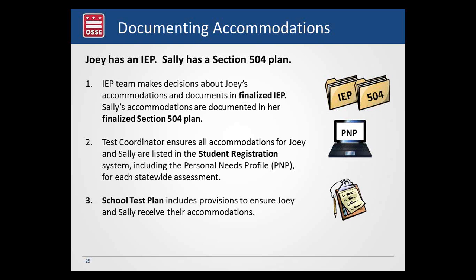And the last step, of course, is to make sure you account for these accommodations in your school test plan. So for example, a small group testing or a read aloud, there's a lot of accommodations that mean the student needs to be in a different setting so that they can have that accommodation without disturbing other students. So first you put it in their plan, the 504 or IEP, then you register them appropriately, then you include it in the school test plan. So all three of these need to be covered. I know it's a lot of work, but it's only January. We got plenty of time, and our OSSE assessment team is standing by to help you with any of this.